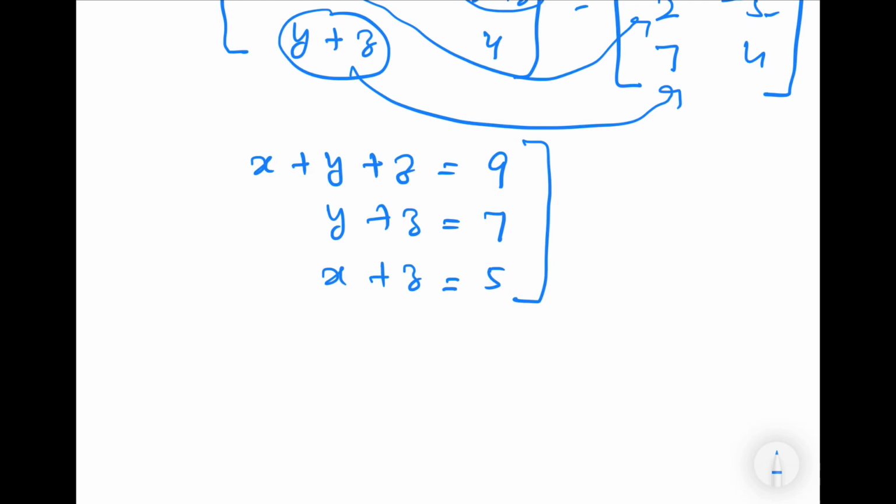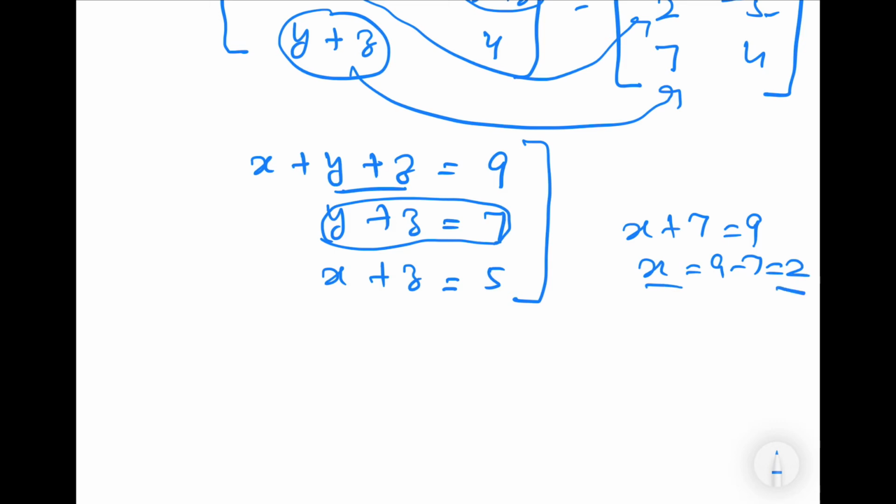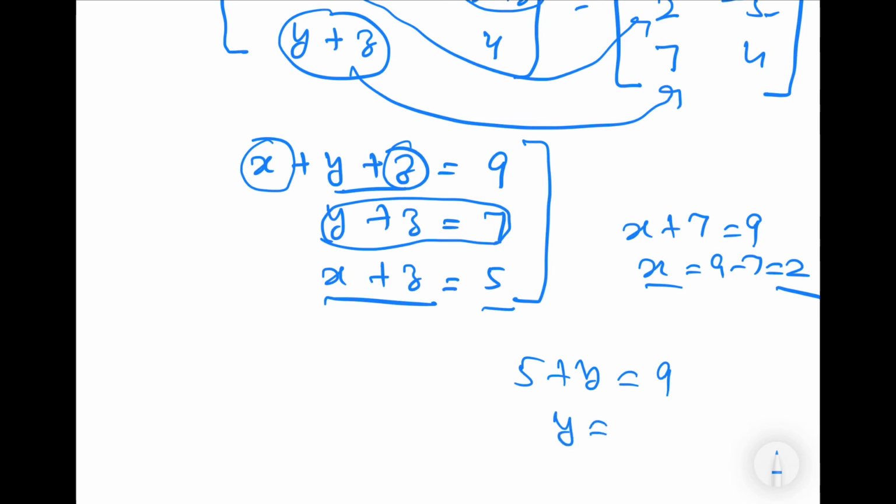So, Y plus Z is equal to 7. If we put this value of Y plus Z into this equation, we get X plus 7 is equal to 9, and X is equal to 9 minus 7, which is 2. X is equal to 2. And here X plus Z is equal to 5. If we put this in, then 5 plus Y is equal to 9, and Y is equal to 9 minus 5, which is 4. So, we have got all the values of X, Y and Z.